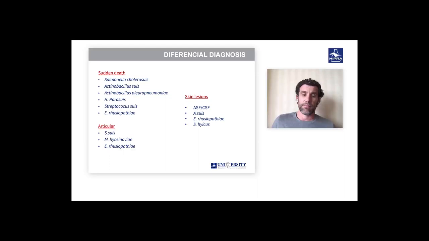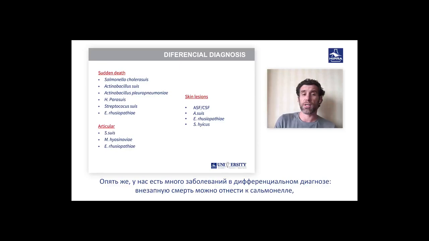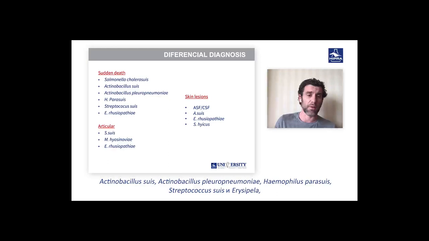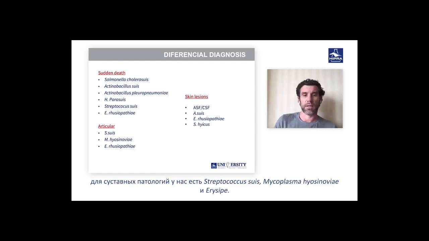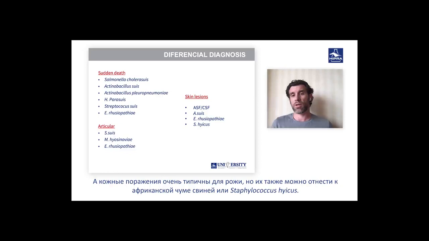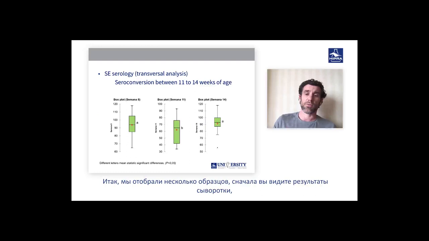Again, we have many diseases in the differential diagnosis. For sudden death, you can find Salmonella, Actinobacillus suis, Actinobacillus pleuropneumoniae, Haemophilus parasuis, Streptococcus suis, and go on. And articular problems you can find with Streptococcus suis, Mycoplasma, Erysipelas too. And the skin lesions are very, very typical of erysipelas again, but you can find in African swine fever or in Staphylococcus aureus too. So we take some samples.